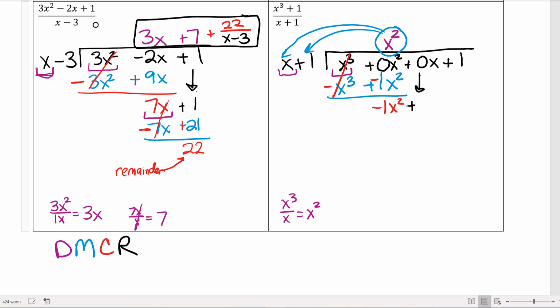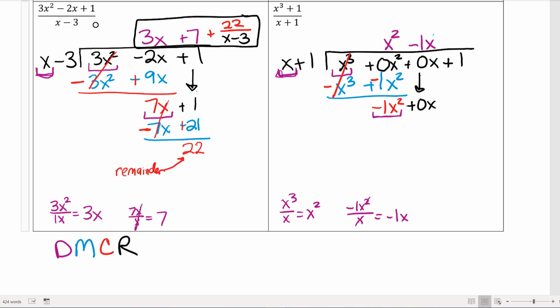R says to repeat. I'm going to drop my 0x and repeat. The D step says divide. I'm going to take the first term, which happens to be negative 1x squared, and divide it by the first term in the divisor, which happens to be x. Negative 1x squared divided by x is negative 1x. One of the x's divide out, and you're still left with 1x. So negative 1x should go in the next column over, which is perfect. That's right above the other x terms.